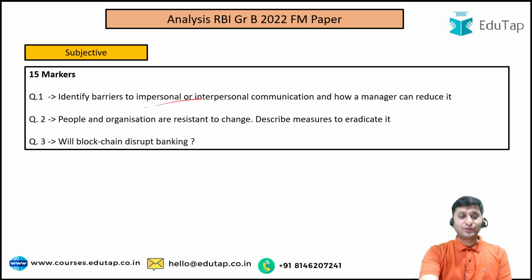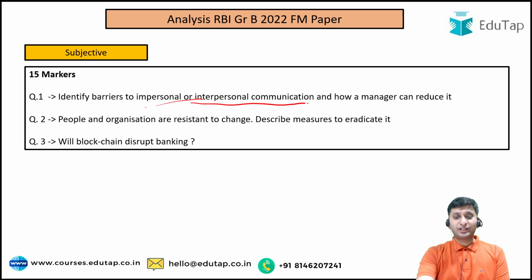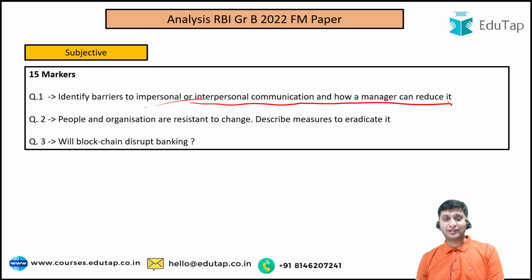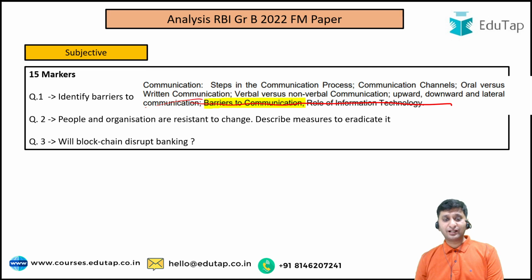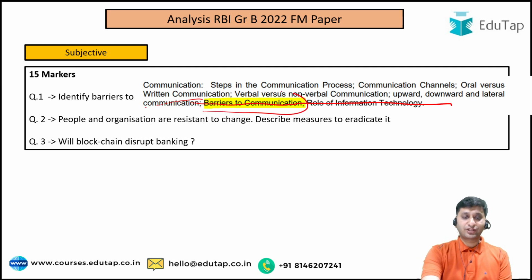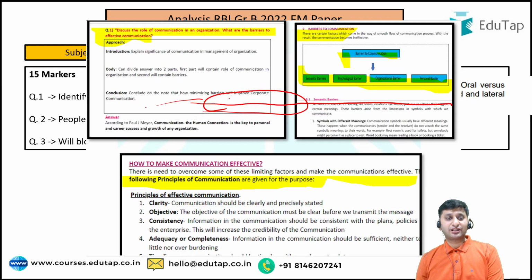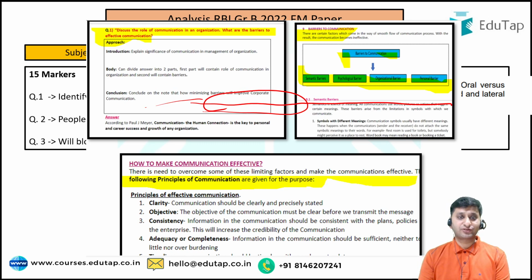Identify the barriers to impersonal and interpersonal communication and how a manager can reduce it. Again, this was pretty direct. Barriers to communication is given in your syllabus, so this was again from a syllabus tag and covered in your model question and answers pretty well.